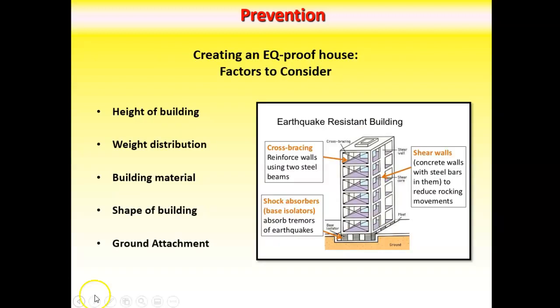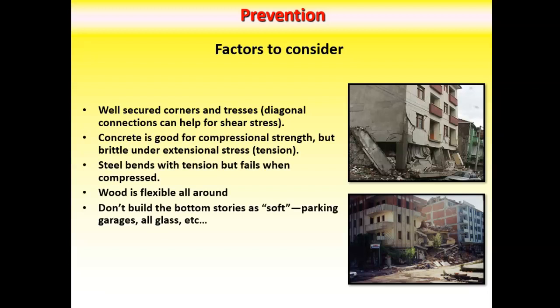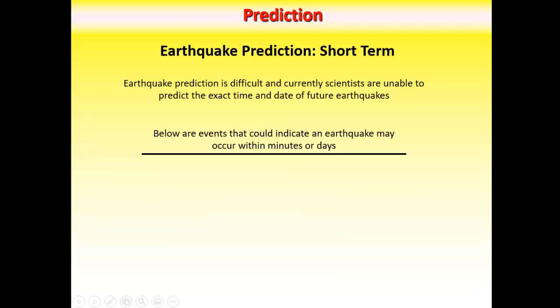So these are the things that would affect how we would build our buildings. And so how tall and the weight distribution, what we're building it of, and how it's attached to the ground, all these things we want to take into consideration when we build earthquake-proof or earthquake-resistant buildings. Some other things that we take into account when we're building buildings, you can look through those. And then, can we predict earthquakes?